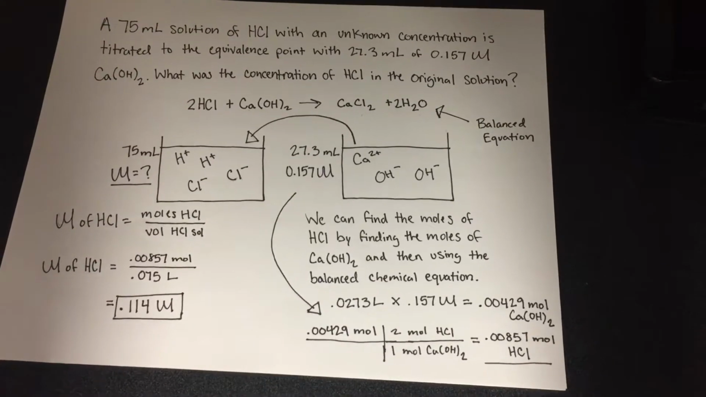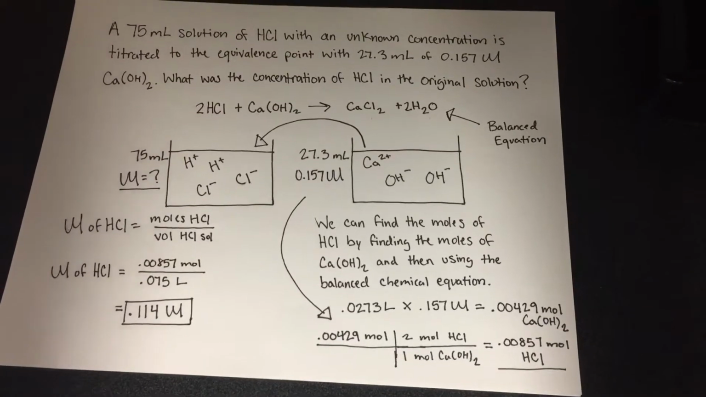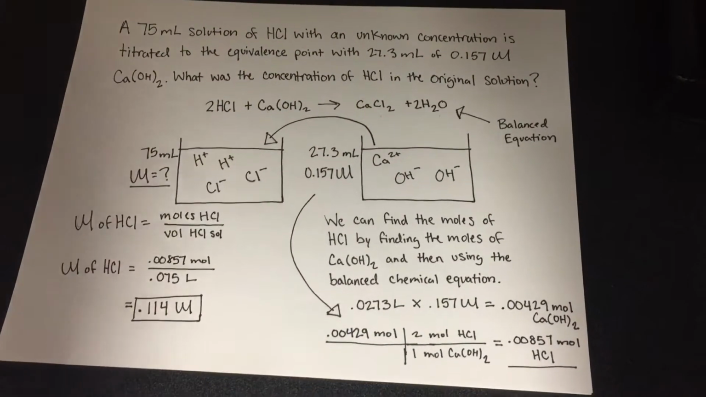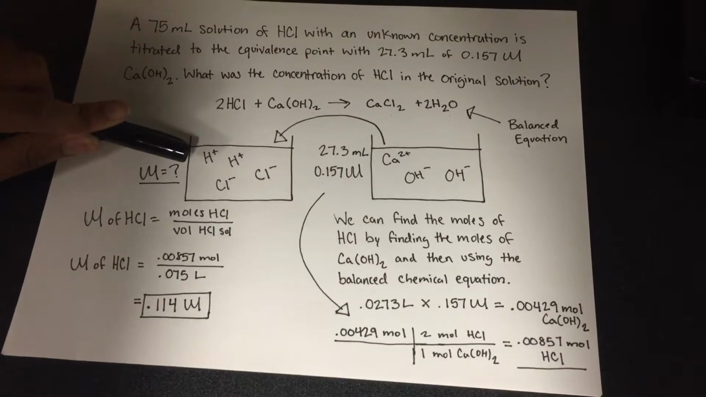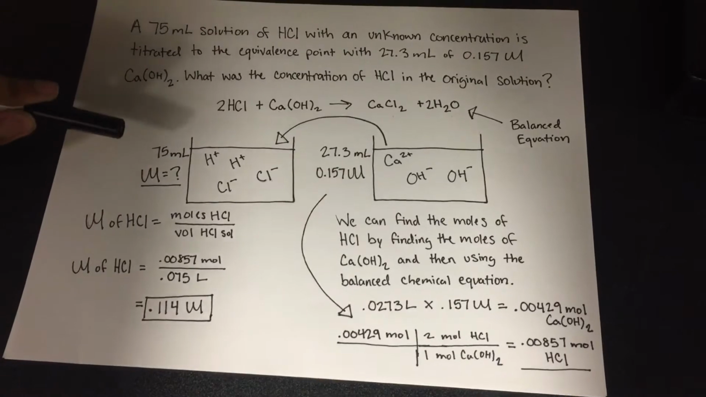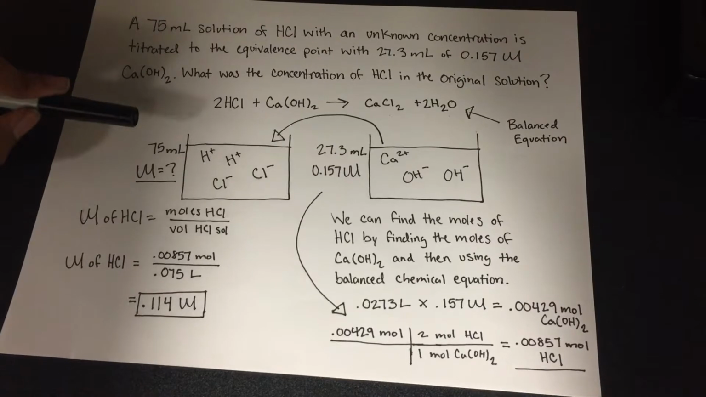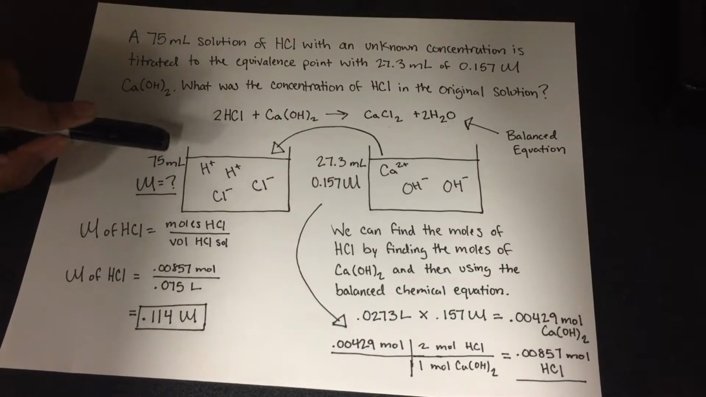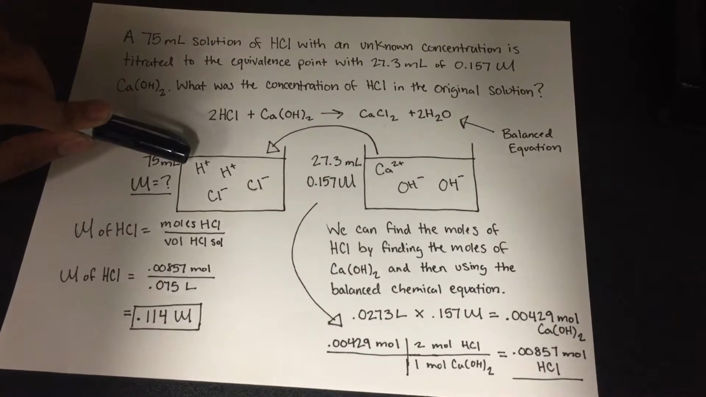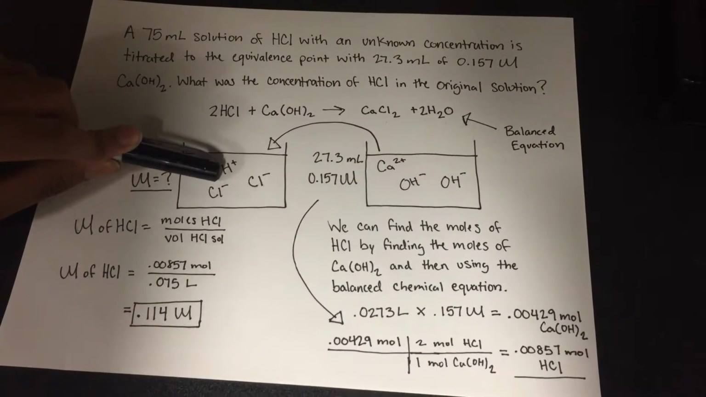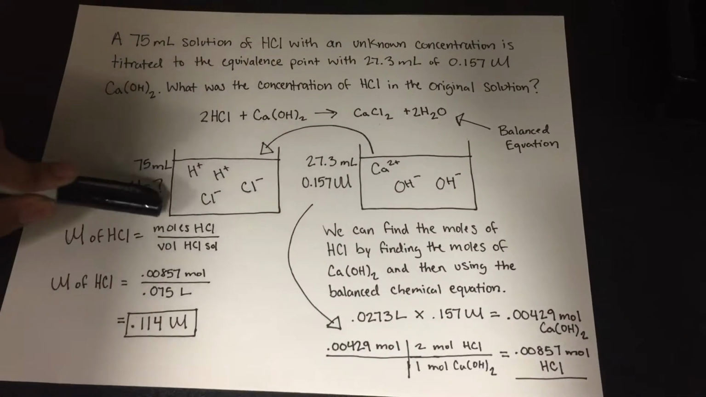Now, in order to figure out this problem, we need to draw out a picture so we know what it is we need to find. Based on our picture here and on the balanced equation, in one solution we have 75 milliliters of hydrochloric acid, and since hydrochloric acid is a strong acid, it will completely break apart into separate ions. As we see here, we have 2 ions of hydrogen plus and 2 ions of chloride minus.